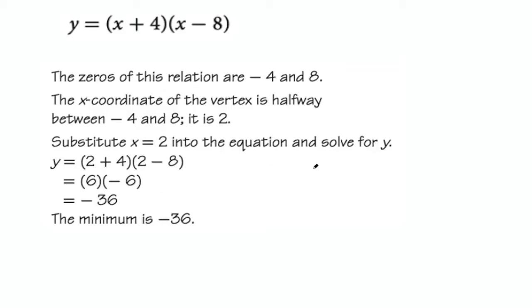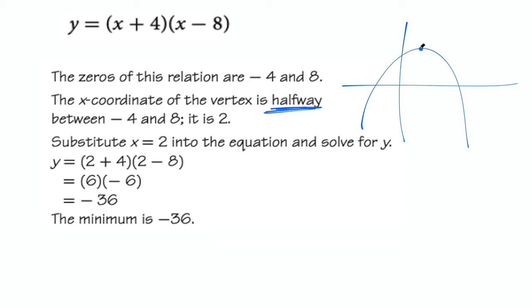So this is given to be Haley's method, right? And the reason why this method works is because the reason why the vertex exists halfway between the two zeros is because of symmetry, right? The quadratic relations will always have symmetry, right?